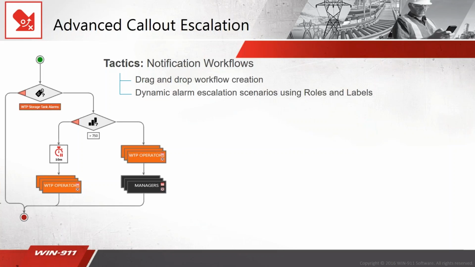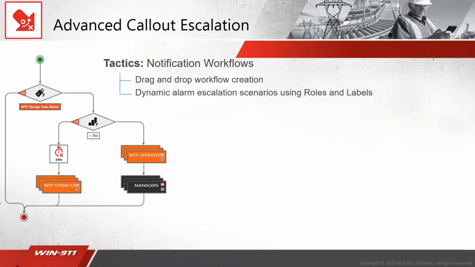If it's not over 750, it'll wait 10 minutes, maybe that's some time to let the alarm clear so you don't need to notify anyone. And if it's still active, then go ahead and call the water treatment plant operator. So on the right side is if it matches the decision block, and on the left side is if it doesn't match. So on the left side would be, I guess, what you could consider a low severity alarm.